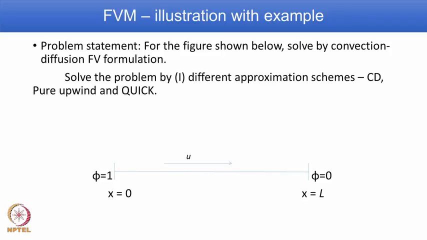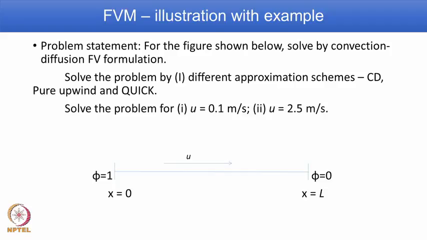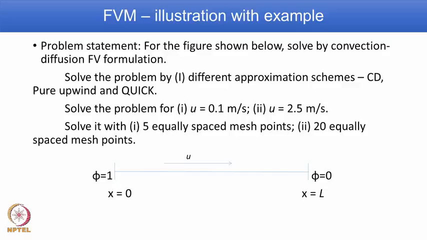We mentioned that, to consider the performance of different schemes as well as to understand the influence of mesh and velocity condition, solve the problem by different approximation schemes: CD, pure upwind, QUICK. Solve the problem for a very low velocity, u equal to 0.1 meters per second, and a high velocity of 2.5 meters per second. The difference in velocity will decide the weightage of the convection term in the case of pure upwinding or the hybrid scheme. Similarly, solve it with 5 equally spaced mesh points or 20 equally spaced mesh points.